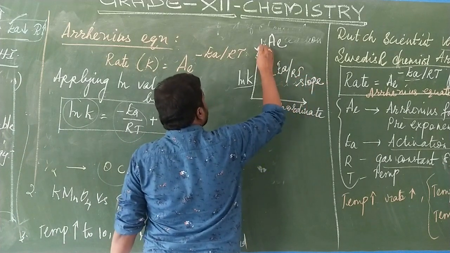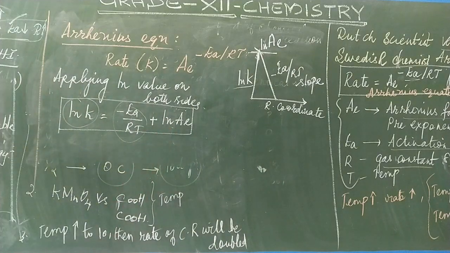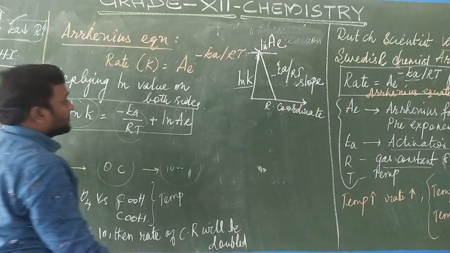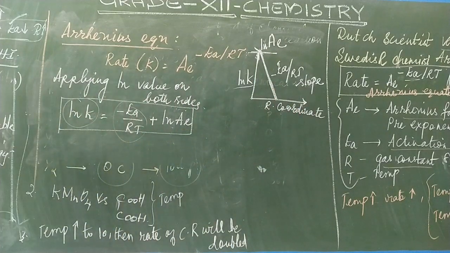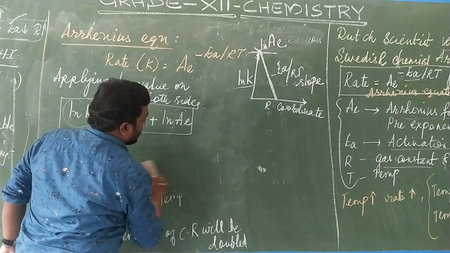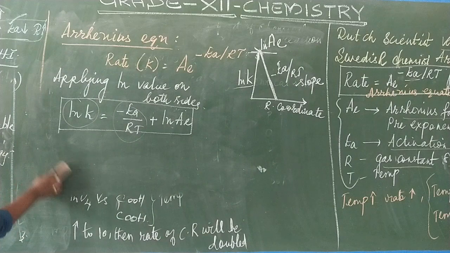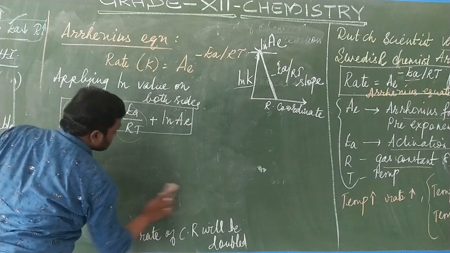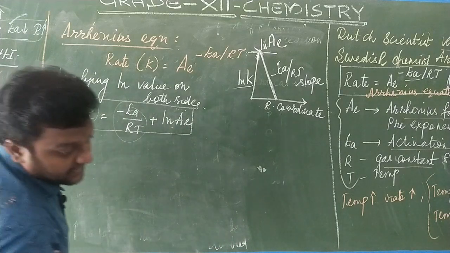Where does the reaction start at the intercept? What is the intercept point? ln of AE is the intercept point. So I am getting a straight line with a declining slope. So applying the ln values on both sides, we got this equation, that is ln of K will be equal to minus EA by RT plus ln of AE. It is written.